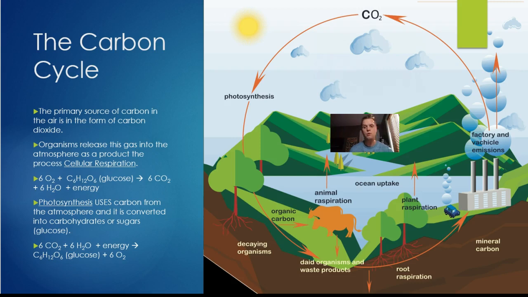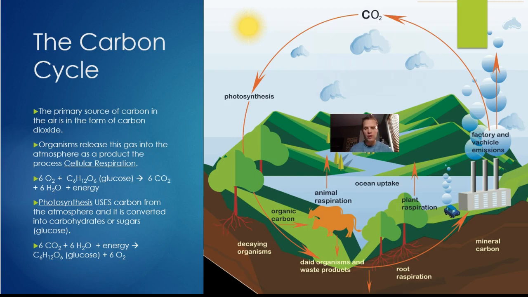Now, organisms like you or I, all organisms, do cellular respiration. We take oxygen, we combine it with glucose, we make CO2 in the process, along with our energy needs, and we also make a little bit of water. But we release that CO2. Now, plants do the opposite. They take that CO2 in with water and energy and make glucose and oxygen gas. And this is why it is a cycle. They're in a balance together.